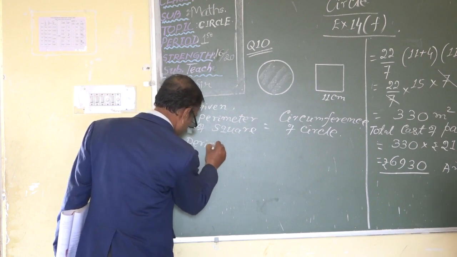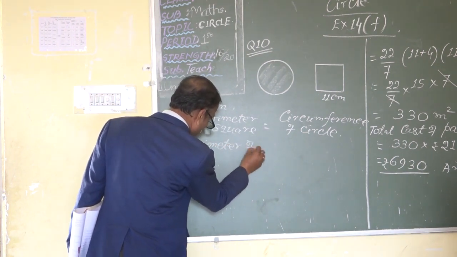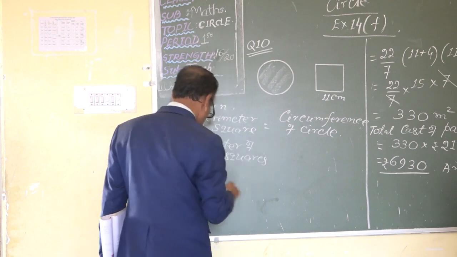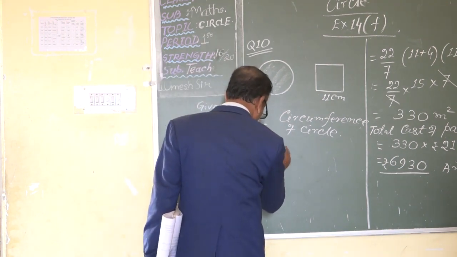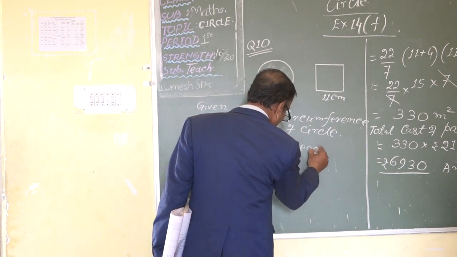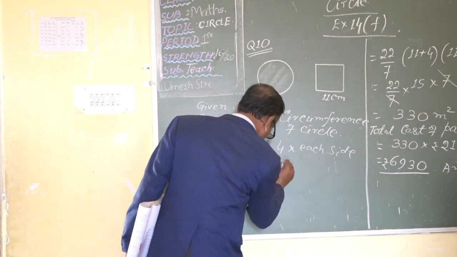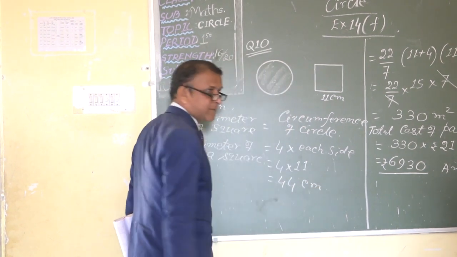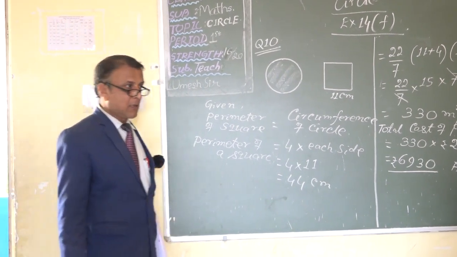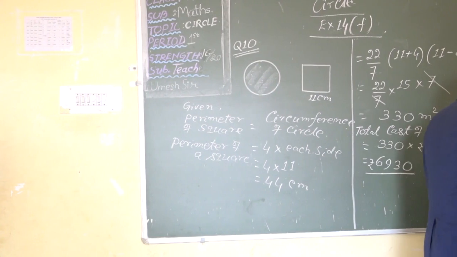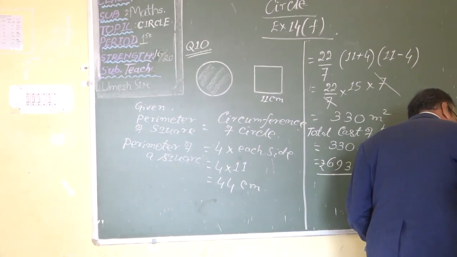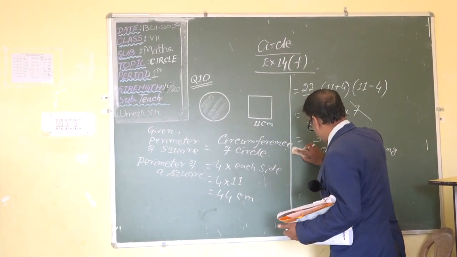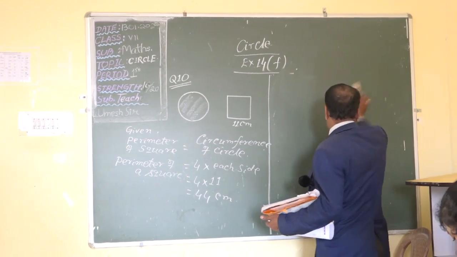What is the formula for perimeter? Good boys and good girls. So perimeter of square is equal to 4 into each side, that is equal to 4 into 11, that is equal to 44 centimeter. This is the perimeter of the square. Now, the perimeter is equal to the circumference of the circle, because it is given in the question. So the perimeter we got is 44 centimeter.